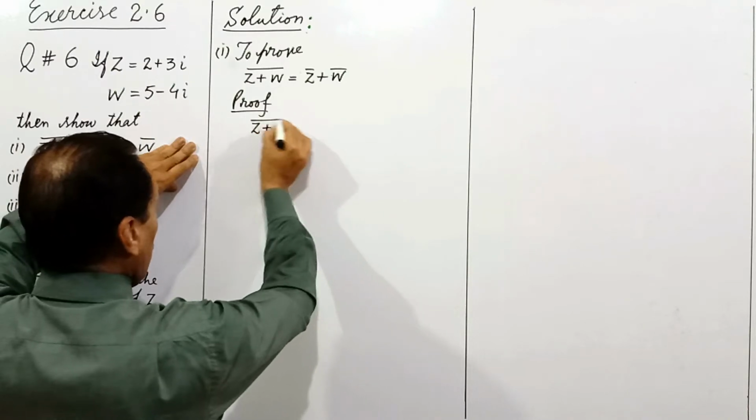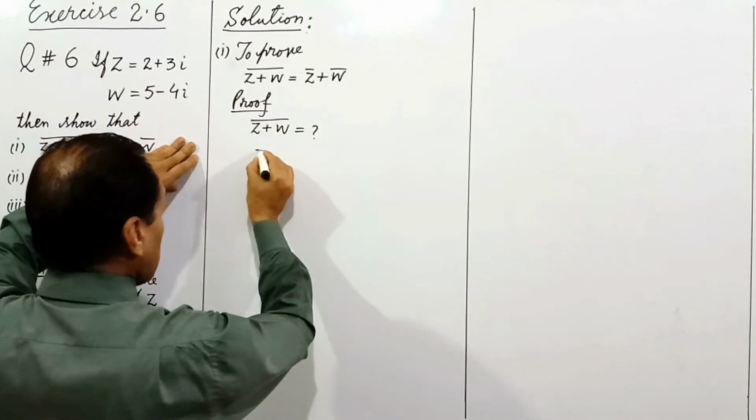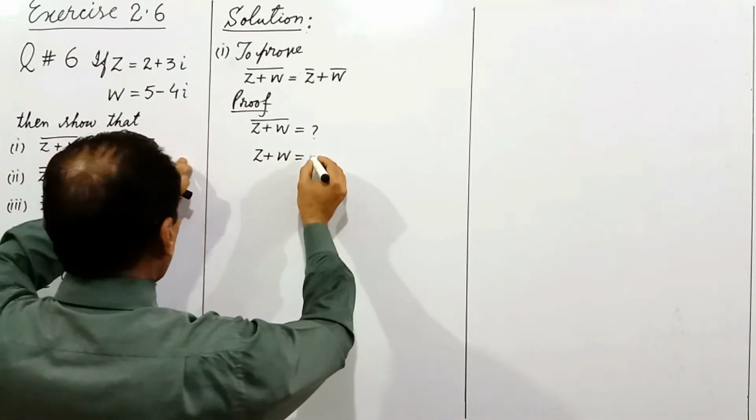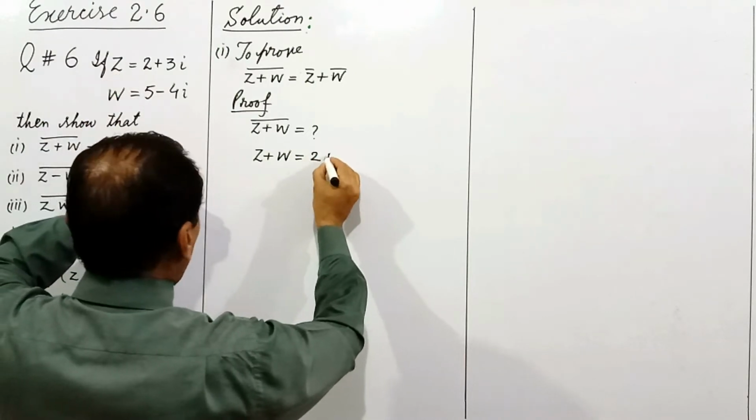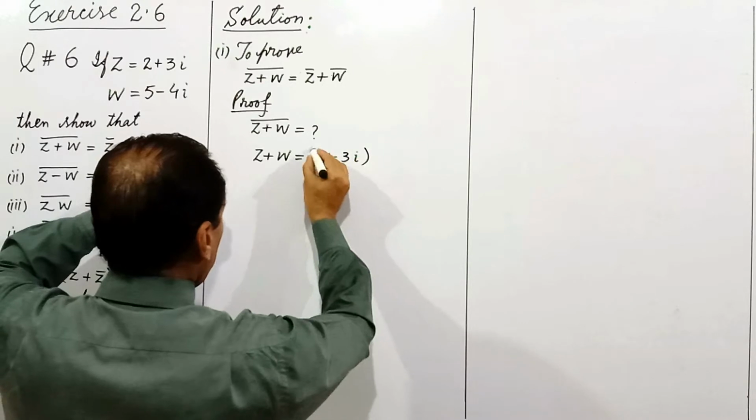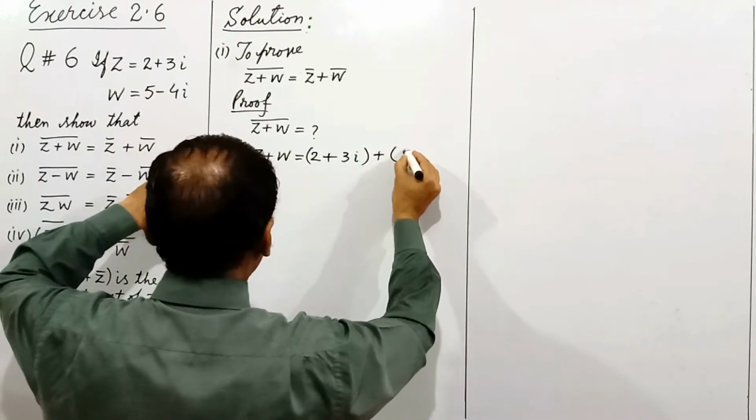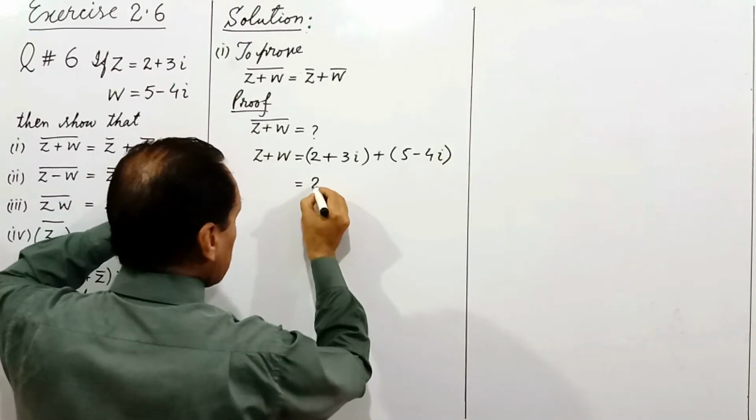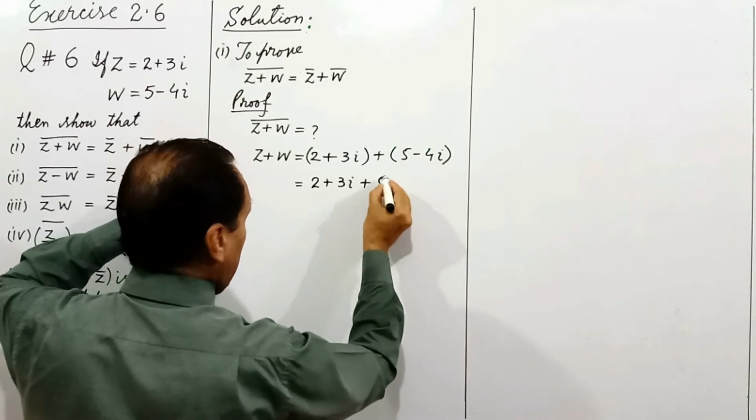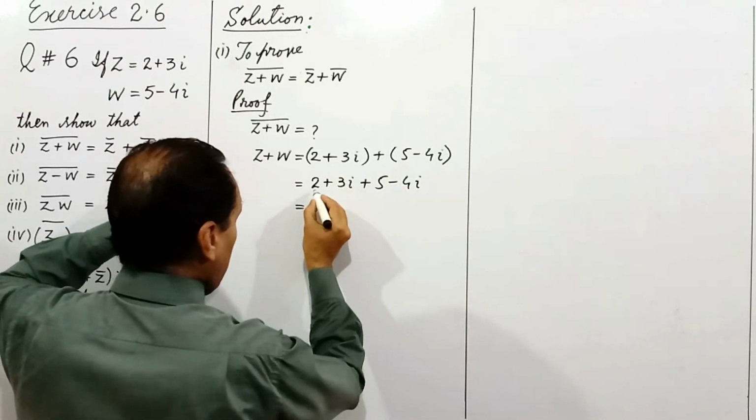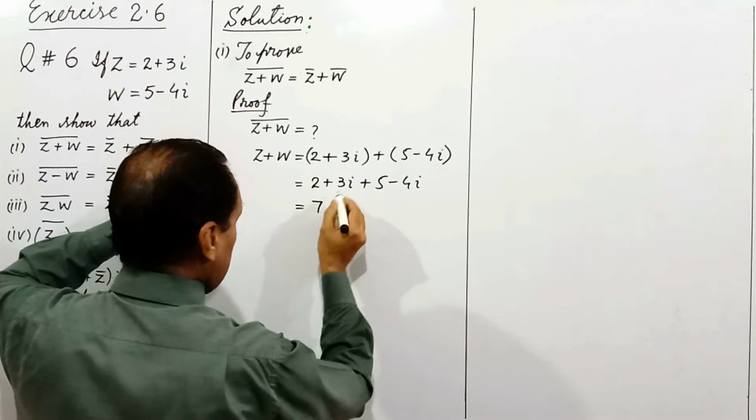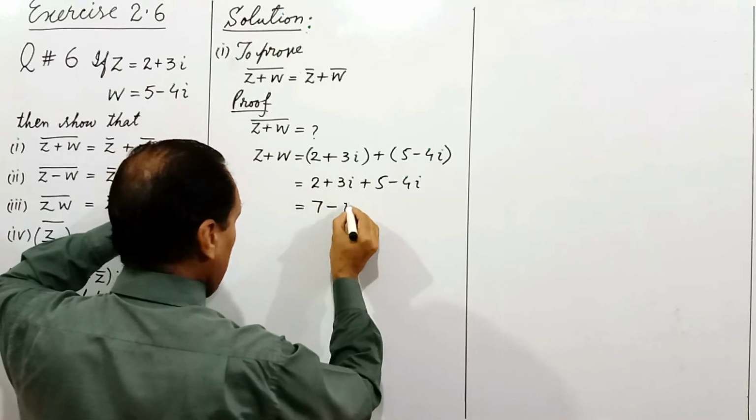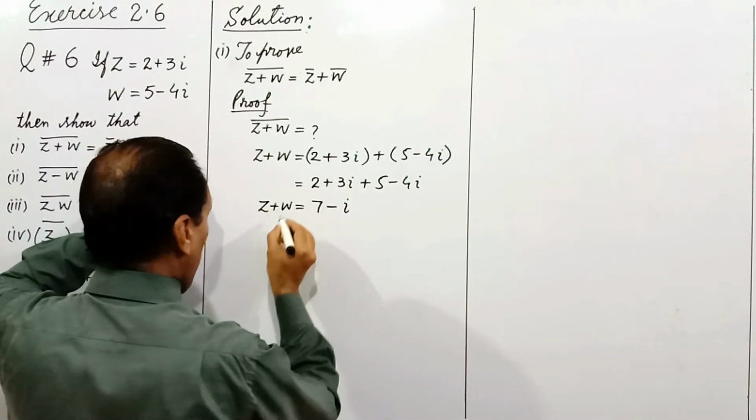(Z + W) whole bar is required for this. First of all, we have to add Z and W, the given complex numbers: 2 plus 3 iota plus 5 minus 4 iota. We open the brackets. Real parts are added: 2 plus 5, 7. Signs are different, so imaginary coefficients are subtracted: minus 4 plus 3, minus iota. Z plus W we have.